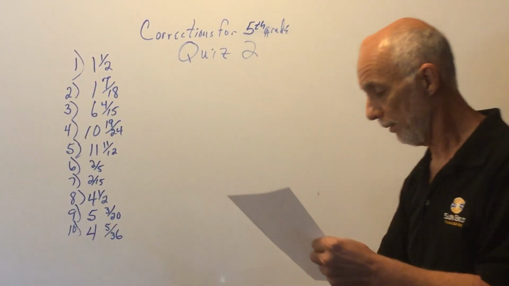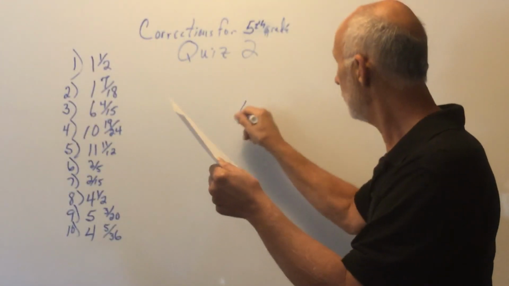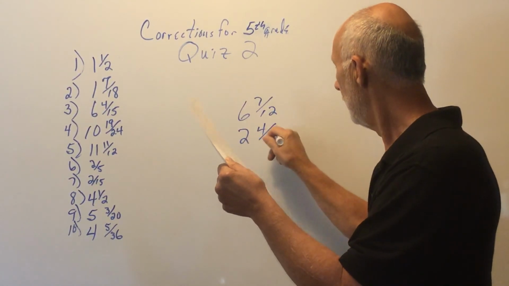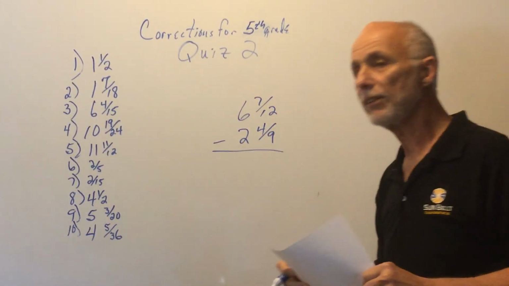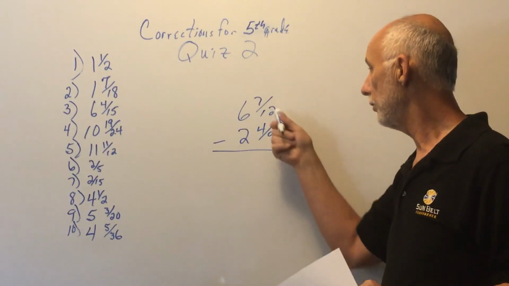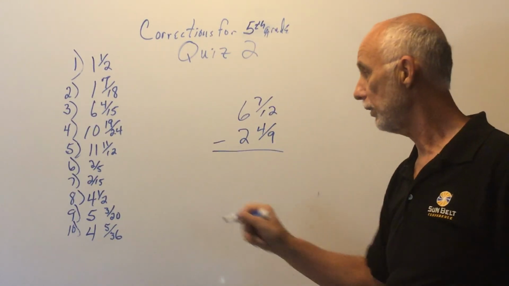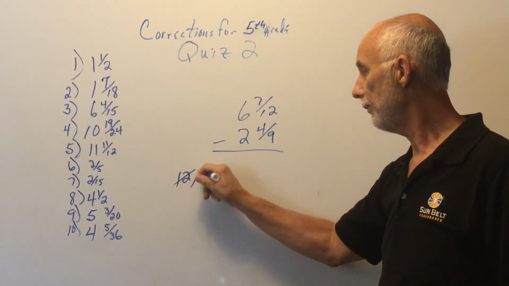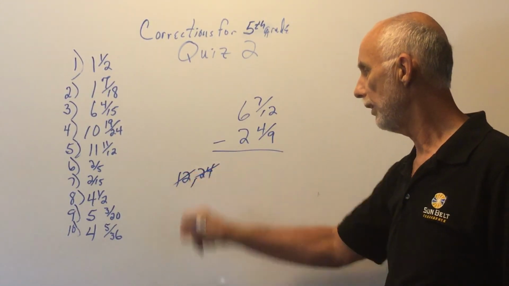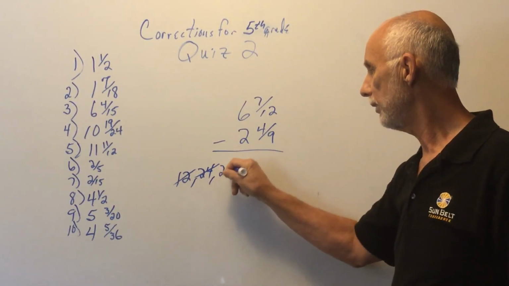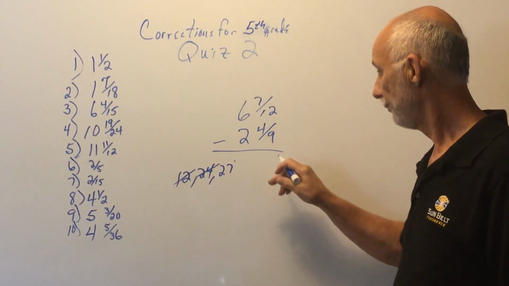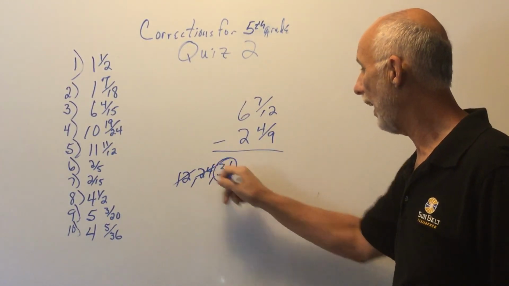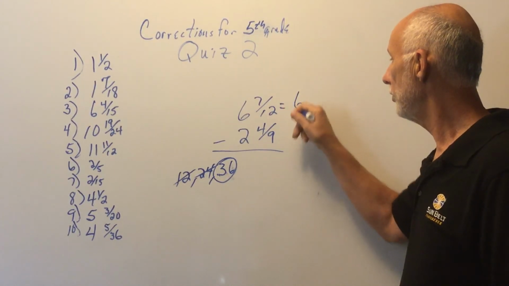And the last problem was 6 and 7/12 minus 2 and 4/9. I need a common denominator for 12 and 9. List the 12 times table until you find something 9 goes into. 12 times 1 is 12, 9 doesn't go into that. 12 times 2 is 24, 9 doesn't go into that. 12 times 3 is, I'm sorry, 36. 9 does go into that. My common denominator is 36.